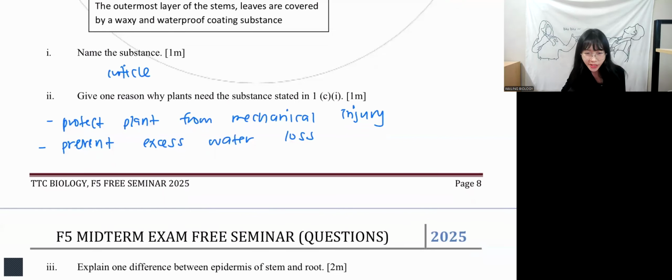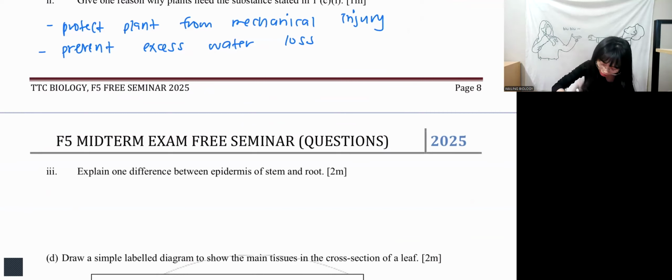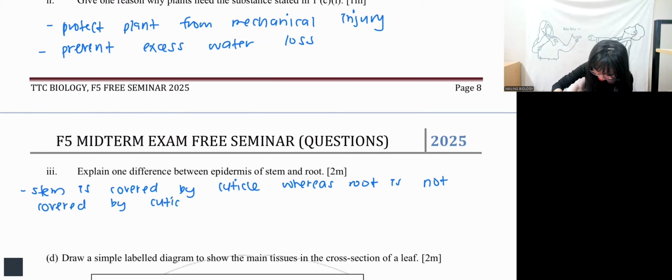Next, explain one difference between epidermis of stem and root. Stem and root have only one difference, which is the cuticle. Root doesn't have a cuticle. Why? Because if root had a cuticle, the root could not absorb water. So the only difference is the cuticle. So you're going to say stem is covered by cuticle, whereas root is not covered by cuticle.